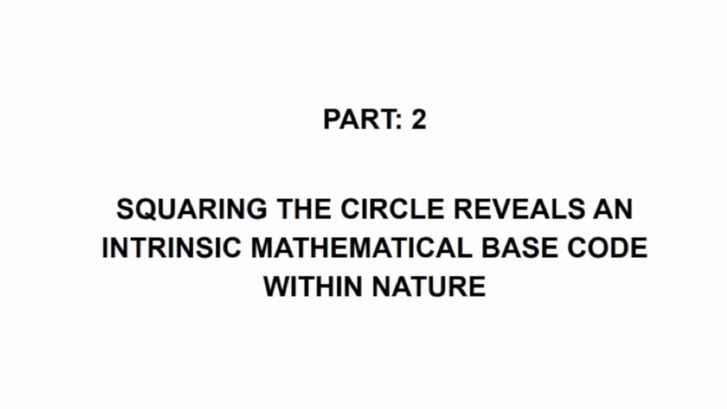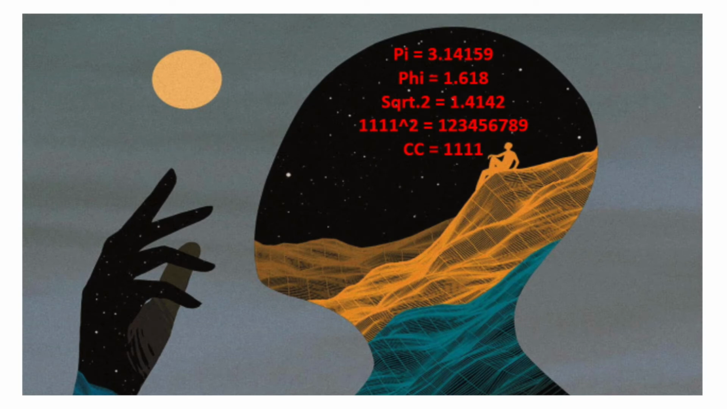Part 2. Squaring the circle reveals an intrinsic mathematical base code within nature. At the moment of the Big Bang, an inanimate system of quantization emerged from the combination of various natural mathematical constants as well as harmonic and fractal stability points, which now govern the progressive growth and boundary conditions of the constituent fundamental particles within the zero-point field.